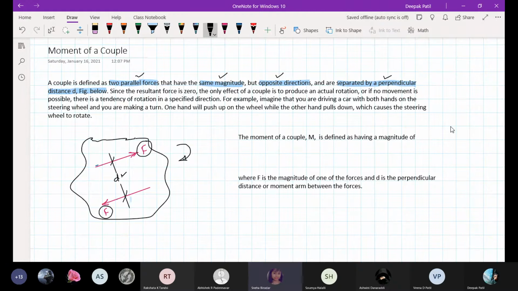Simple pendulum, sir. Pendulum? No. How can a pendulum be a moment of a couple? Where are the forces involved in that? No, a pendulum cannot be an example for a moment of a couple. Any other answers, students?